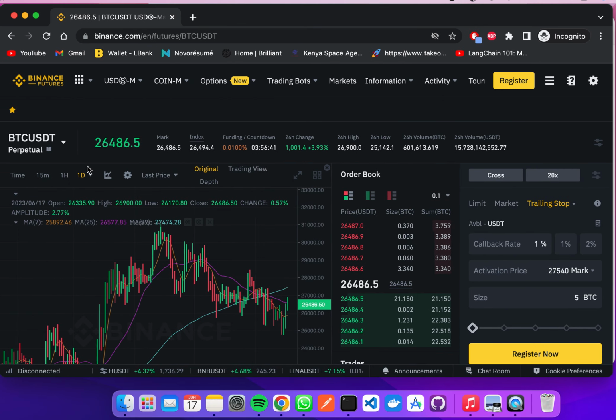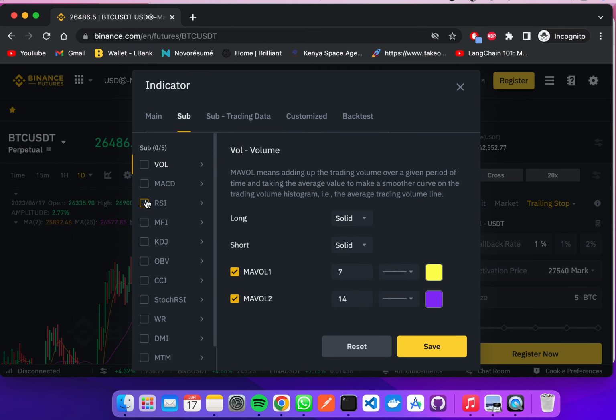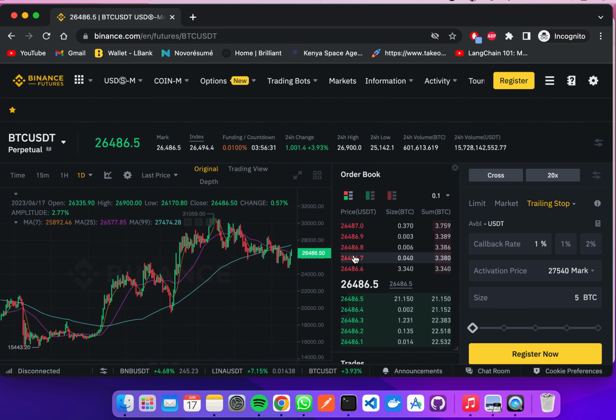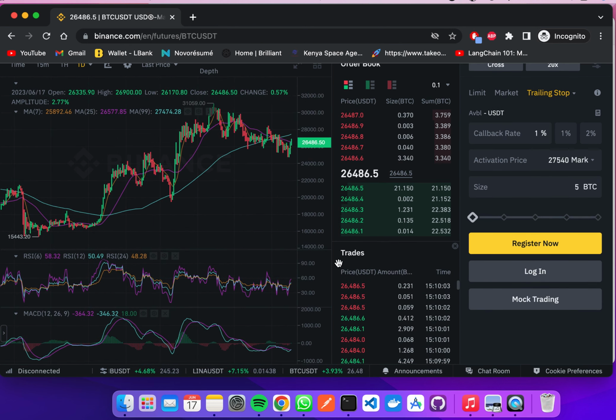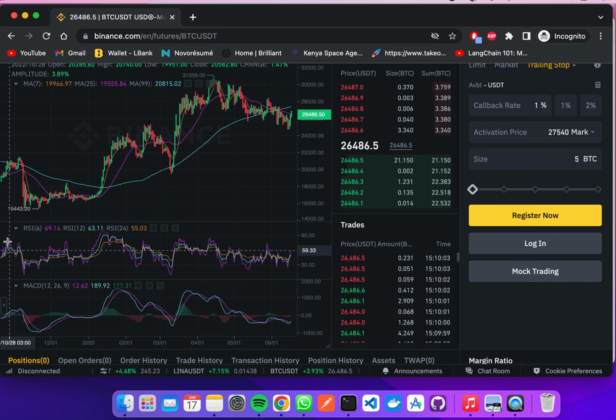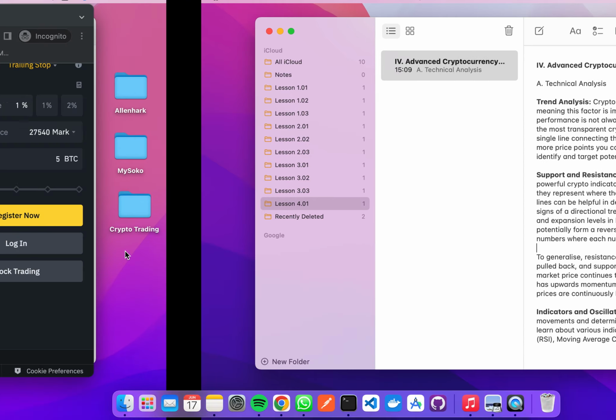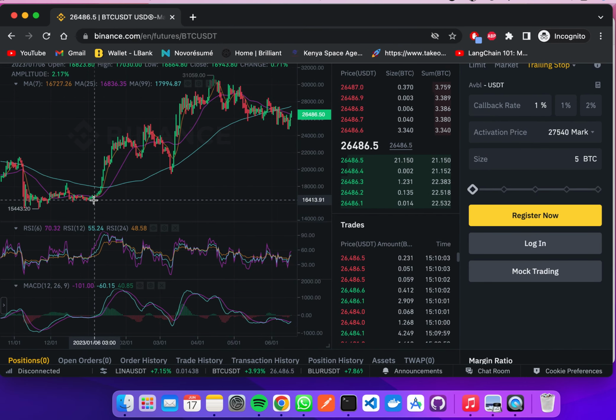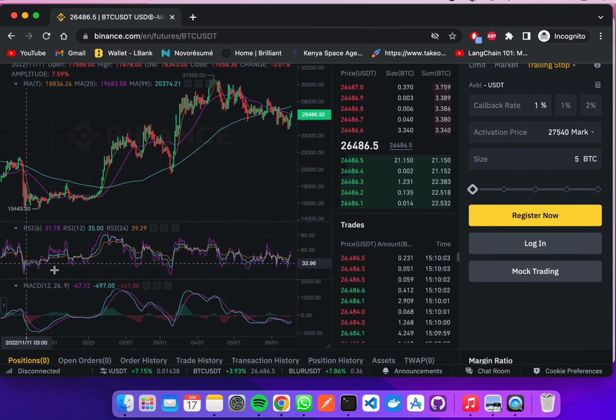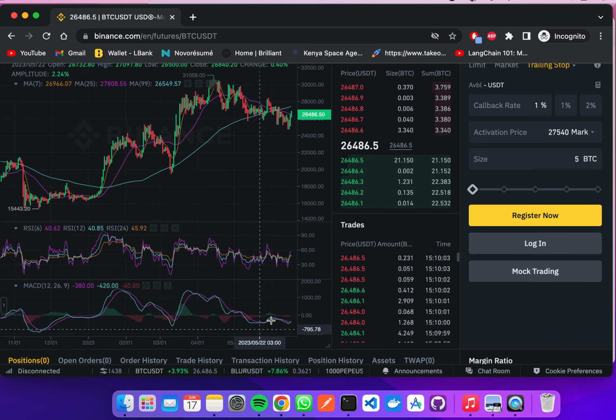So again, these are indicators. These are the MACD. You can see this is the RSI. This shows relative strength, how strong these trades have been. So you can tell from that, and the moving averages, based on how the market has been behaving.